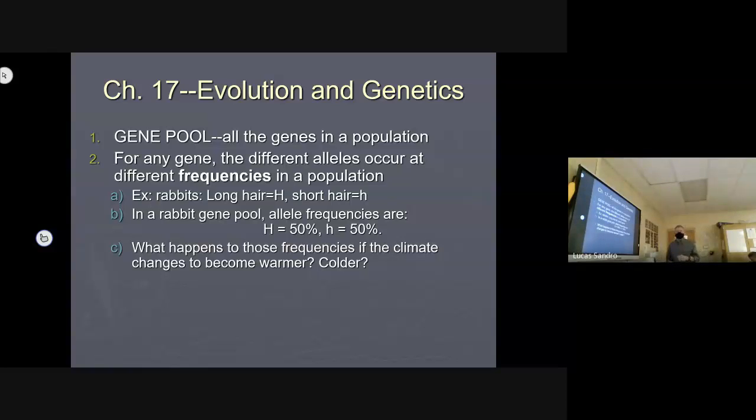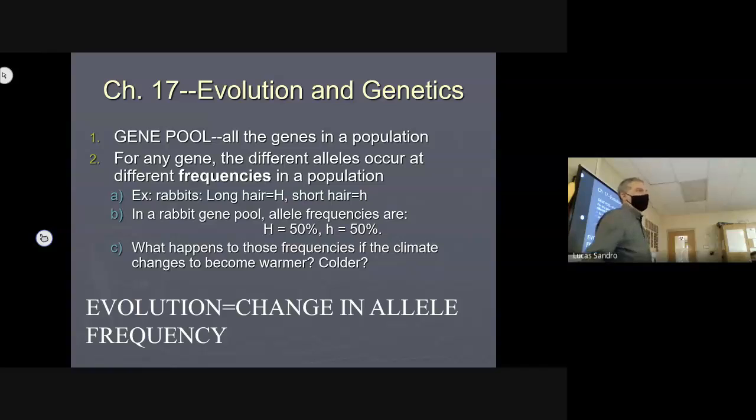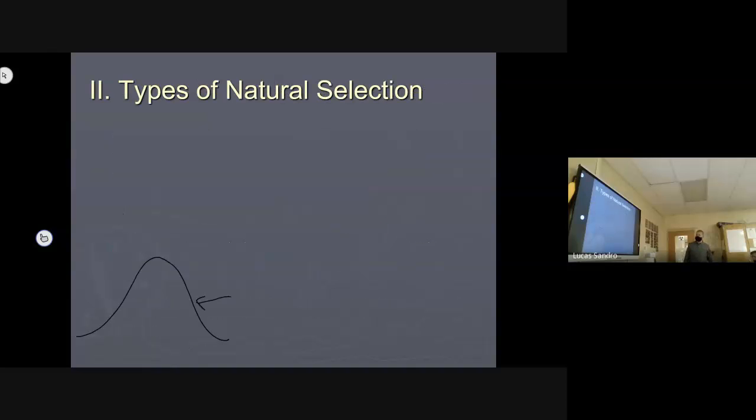But to take that a step further now. Oh, and we should probably write that down again, just because the state test loves it. Evolution is a change in allele frequency. You're going to see that somewhere. What's cool is you know enough about genetics at this point that we can start to explore what natural selection looks like in a gene pool.